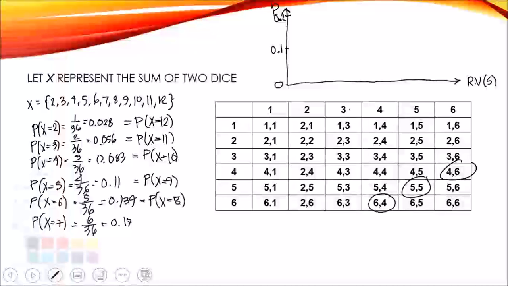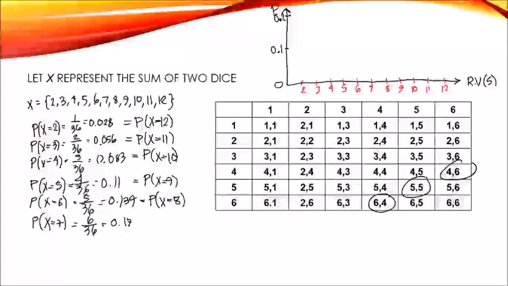Okay, let's plot these in a histogram. Here we have our random variable, which is 2. We have 3, 4, 5, 6, 7, 8, 9, 10, 11, and 12. So this is our random variable.